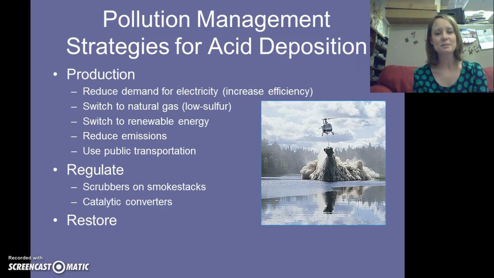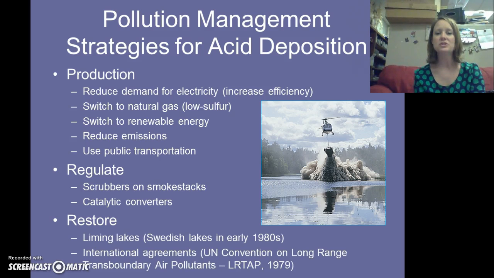Once the damage has been done, there are things that we can do to help restore. In the early 80s, they were liming, which means basically it's like crushed limestone, putting in the Swedish lakes to try to raise the pH. And of course that's going to have other problems, but one solution. International agreements. The United Nations Convention on Long-Range Transboundary Air Pollution was one in 1979 that strove to cut down on the amount of sulfur dioxides and nitrogen dioxides that were put into the air.